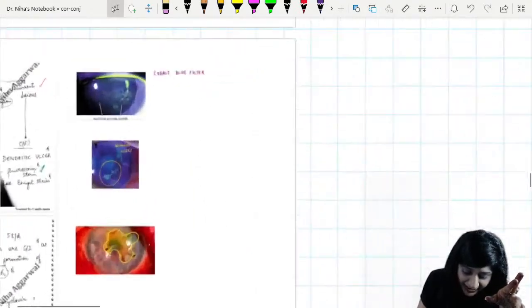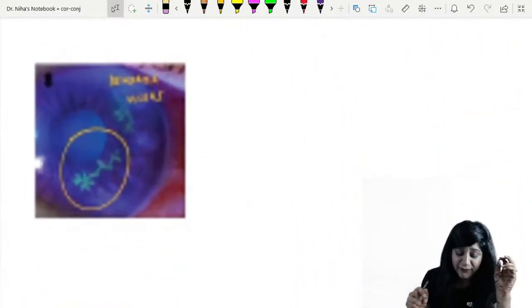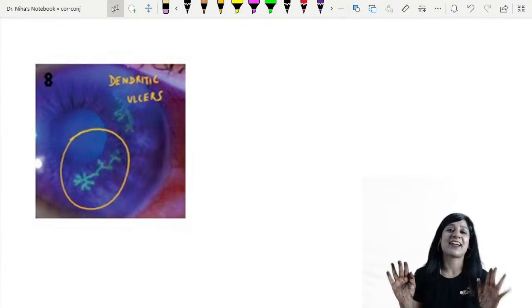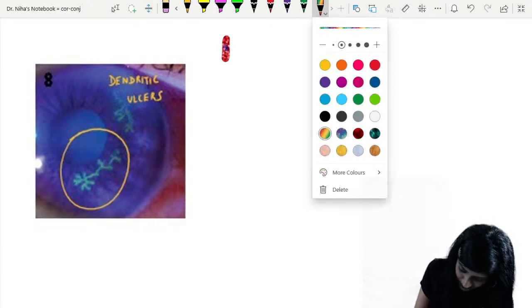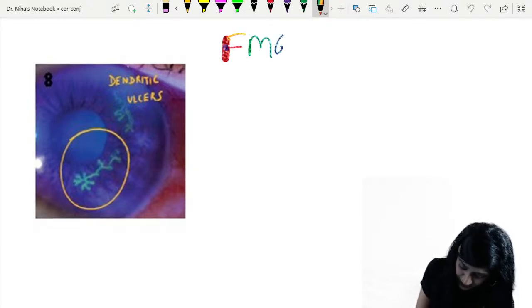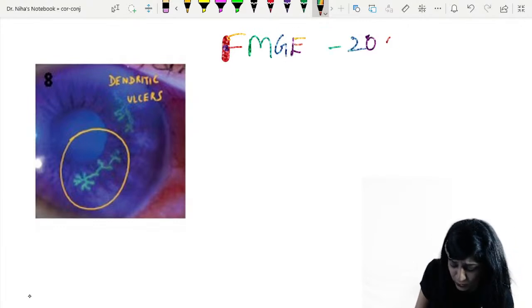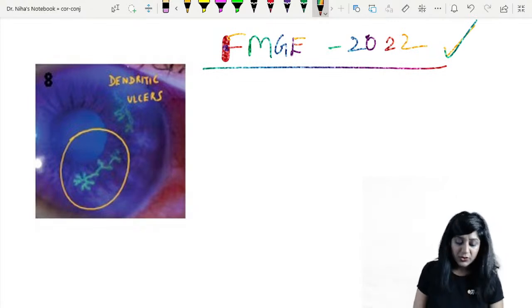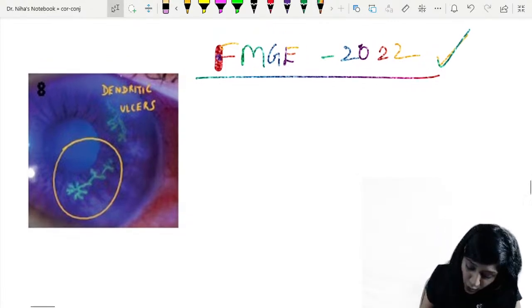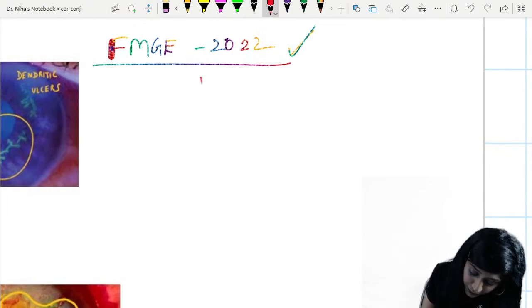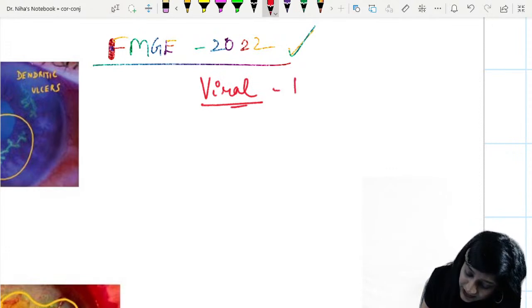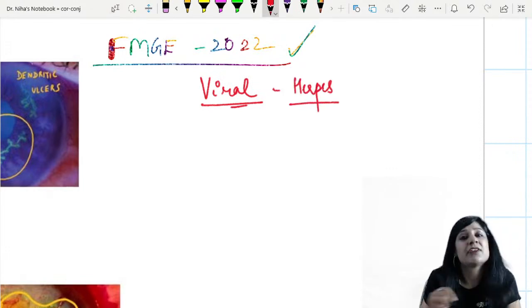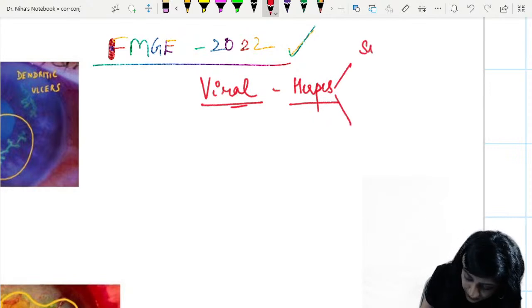Yeah. And I think this is a must for every FMG exam. Must. And I will write FMGE 2022 because most of the time this question will come. So whenever I am talking about viral ulcers, that means I am talking about herpes. And whenever I am talking about herpes, we have got two types, herpes simplex and herpes zoster.